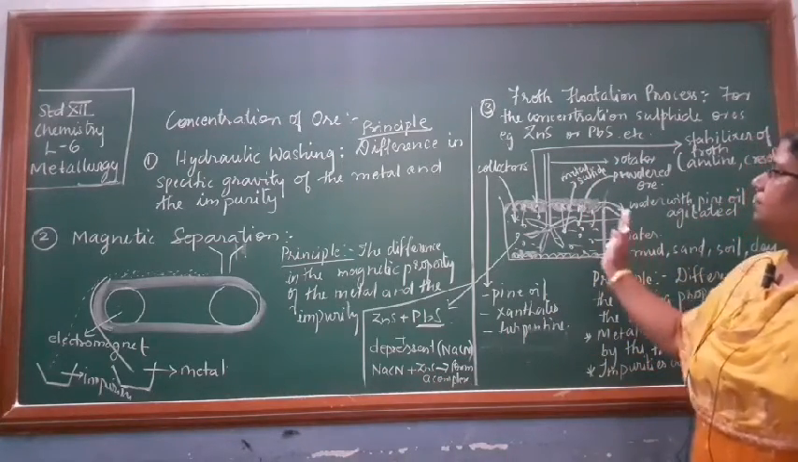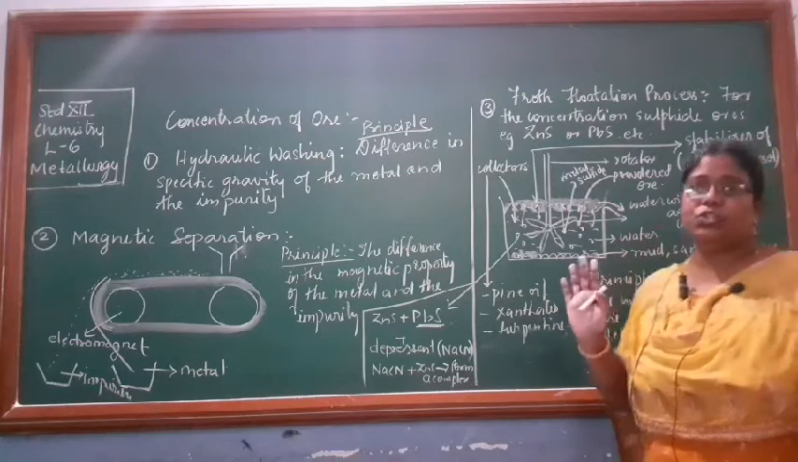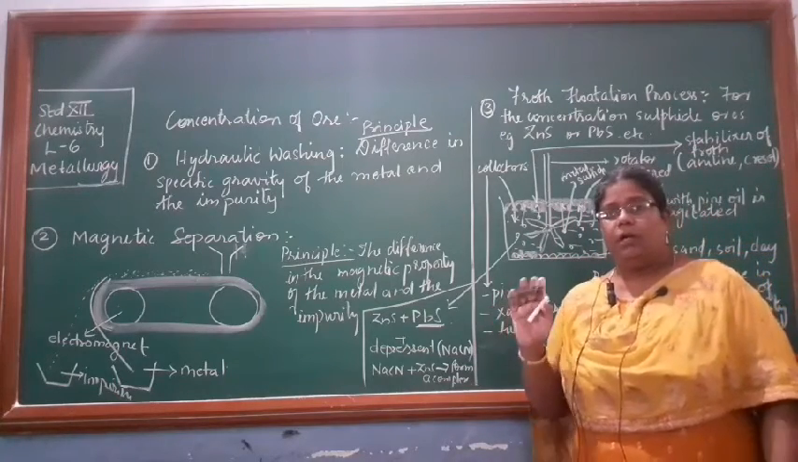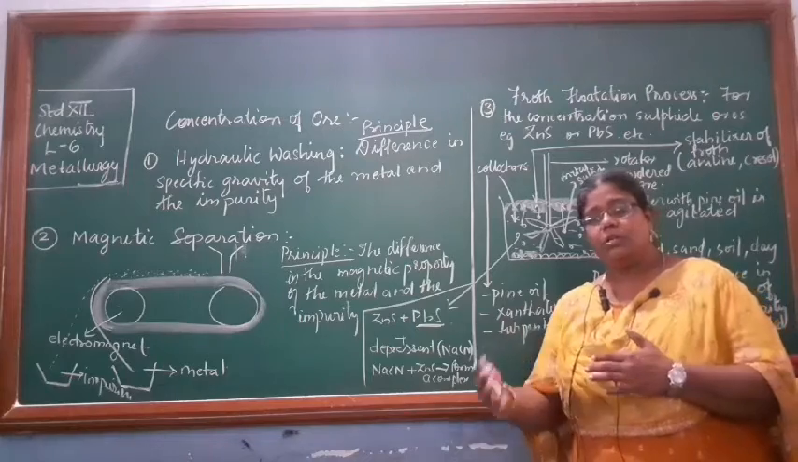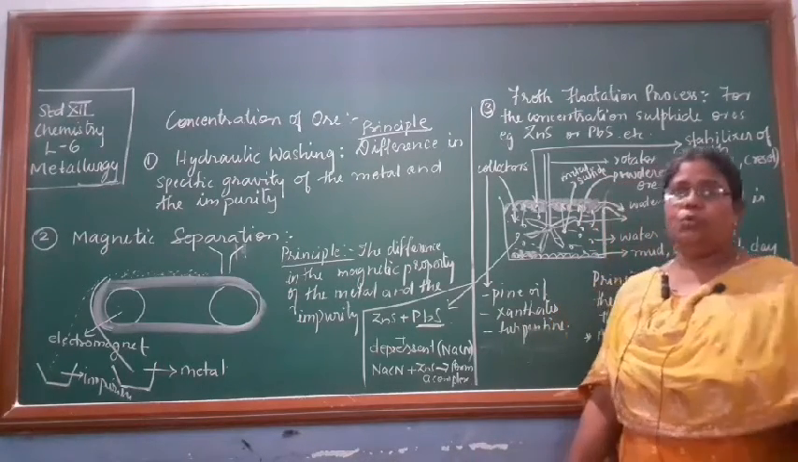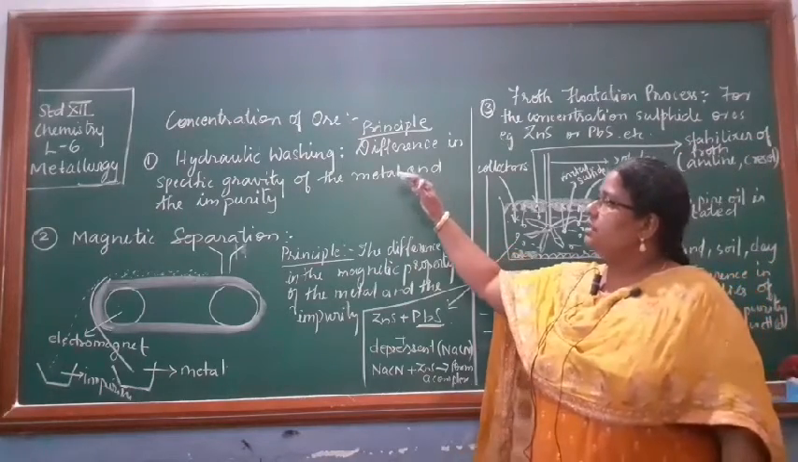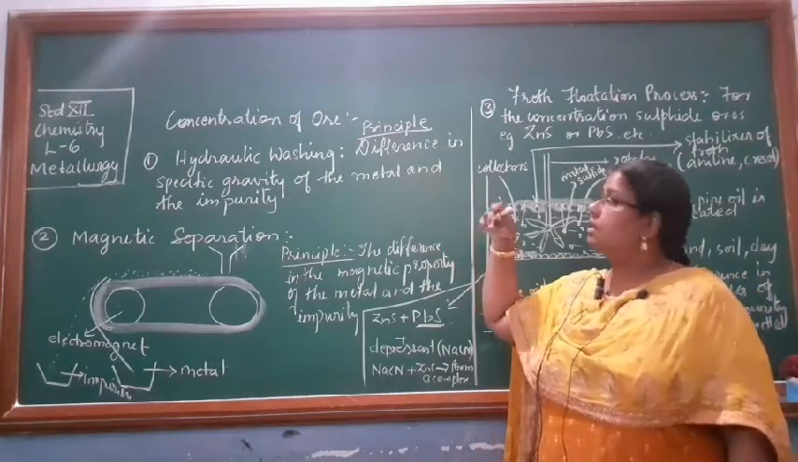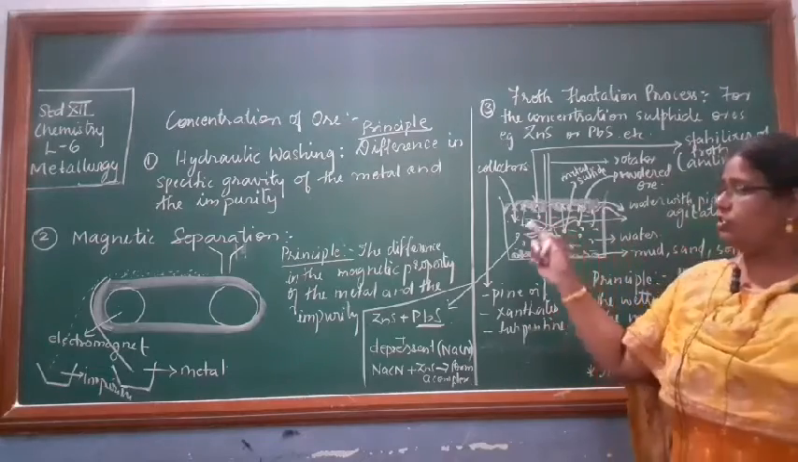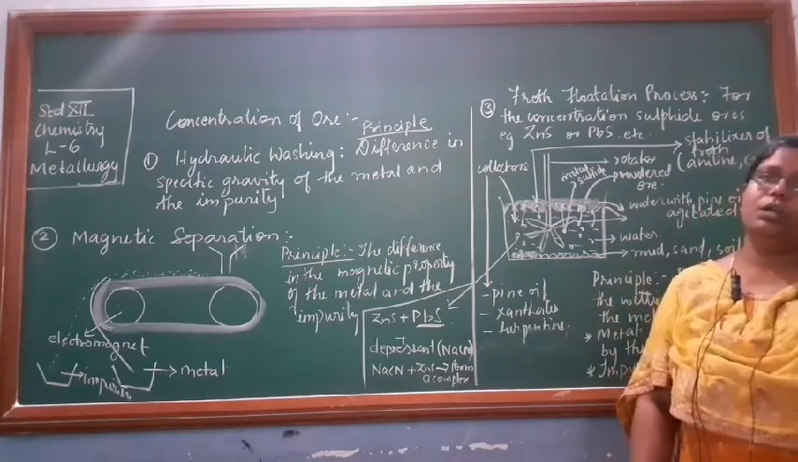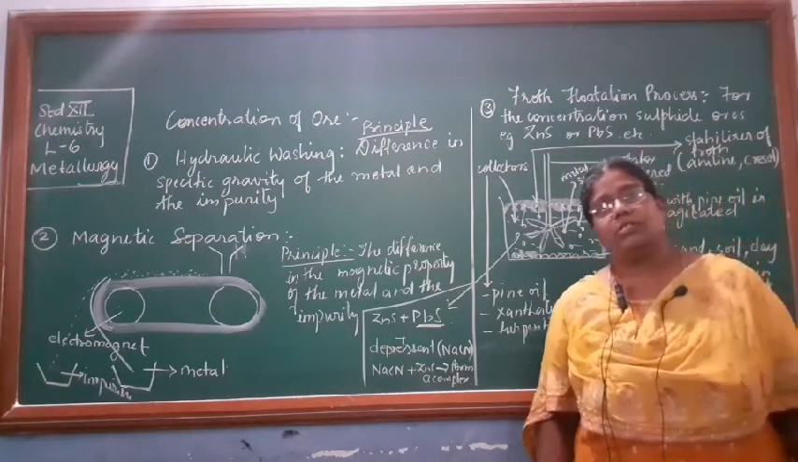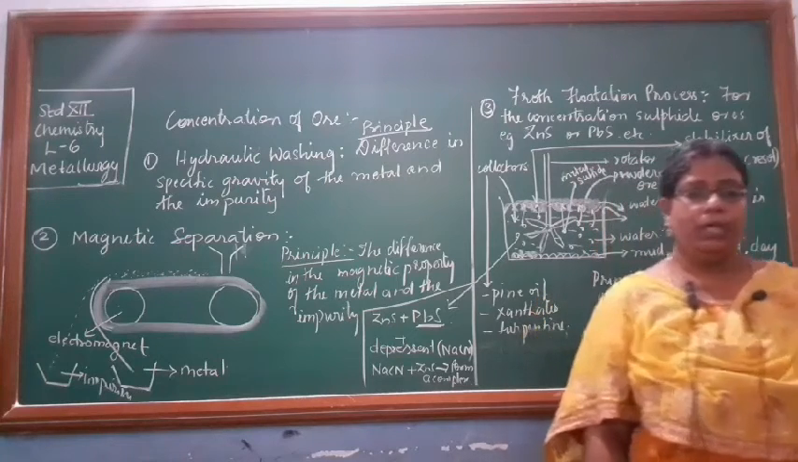Okay, so these are the concentration methods which you have to learn. After the concentration, then you can go for the further process. Okay, so these are basically the three concentration methods. One more is there, leaching. First you copy down this, then we can go into the leaching process for the concentration of the ore. Okay, copy it.